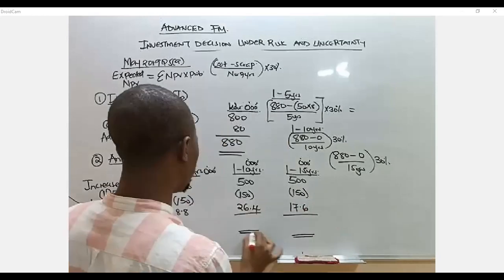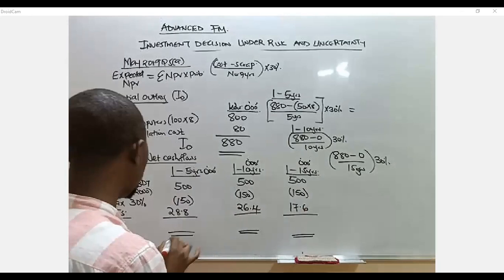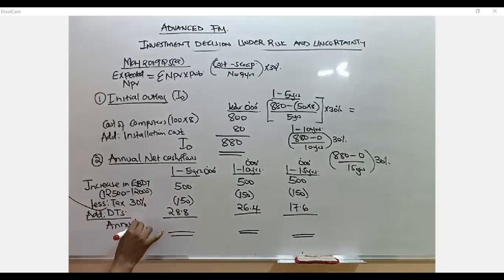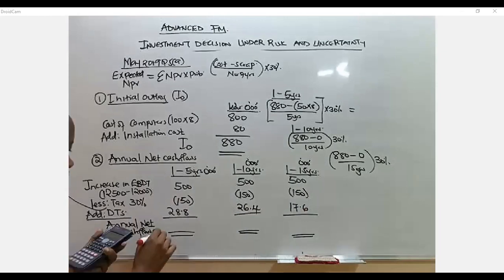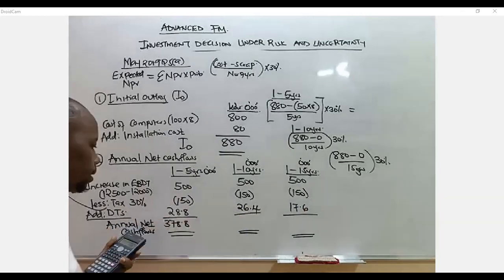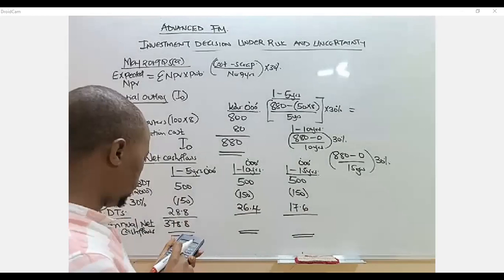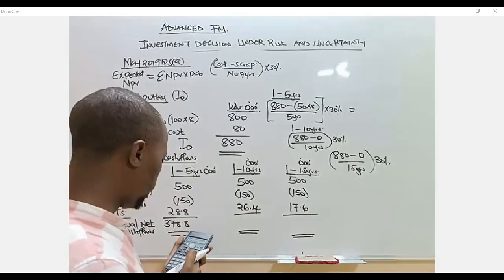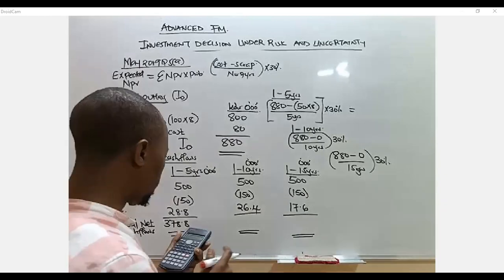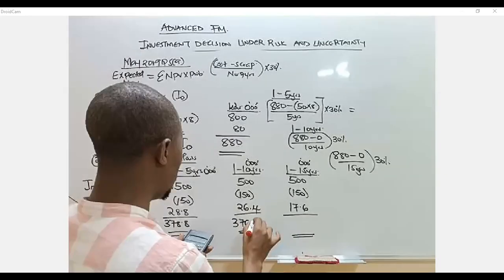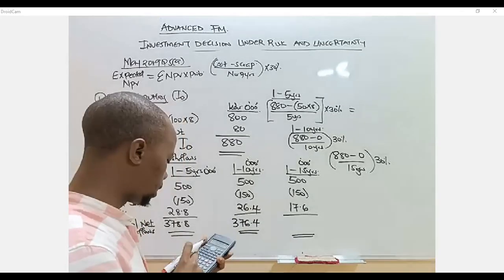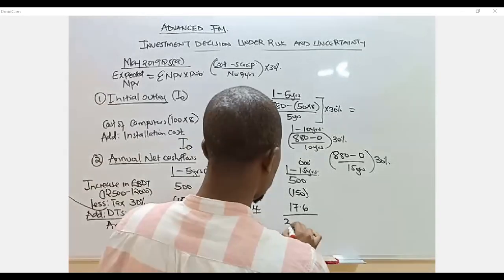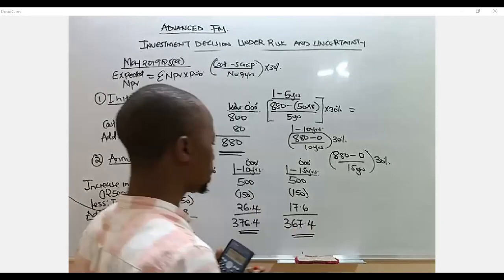Get your annual net cash flows, without suffering too much. Annual net cash flows: in this case, take 500 minus 150 plus 28.8. Here we are getting 378.8. Then here, 500 minus 150 is 350 by the way. 350 plus 26.4, getting 376.4. Then 350 plus 17.6, getting 367.6. That is how simple it is.